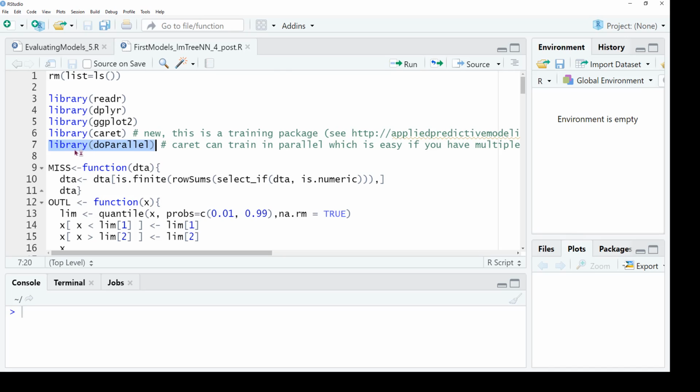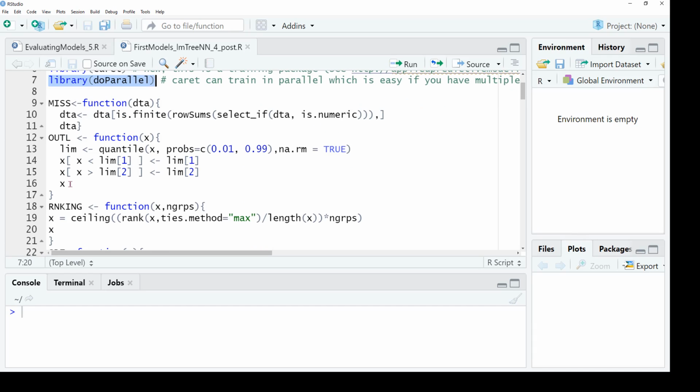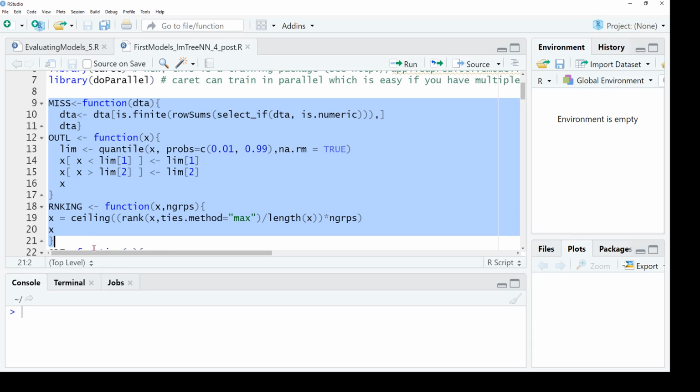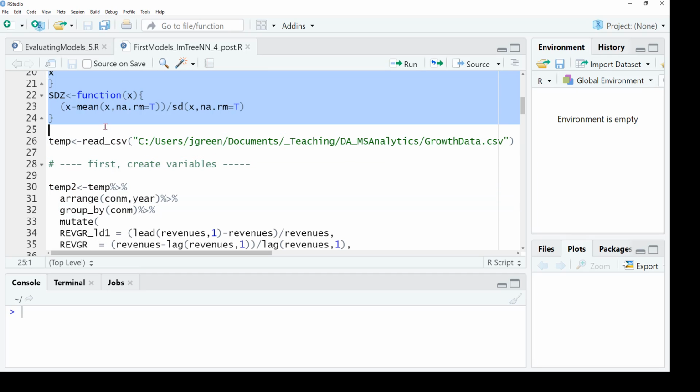And this package here, doParallel: if you have a computer that can handle it, with multiple cores, or something we won't cover here, a cluster of computers that you might want to send a program off to, we can run some things in parallel, and we will do that with the caret package as well. These functions we already have talked about, so I will run these, but we won't talk about them more.